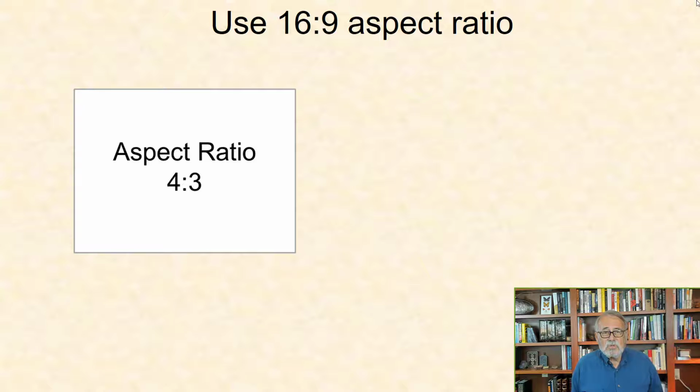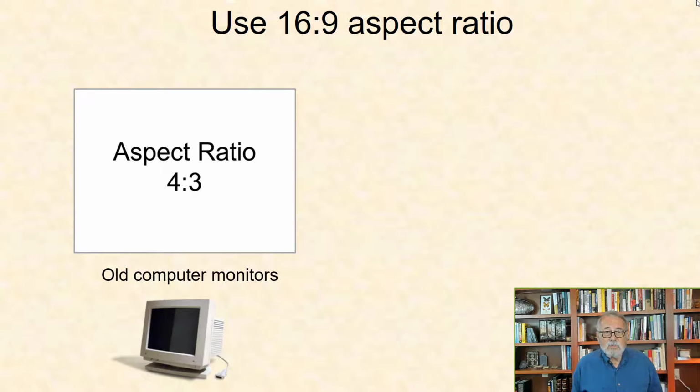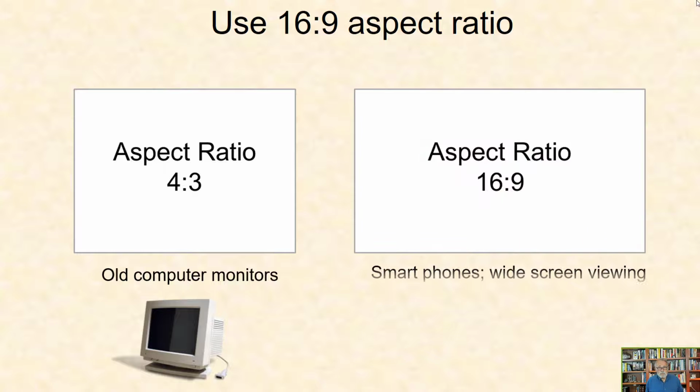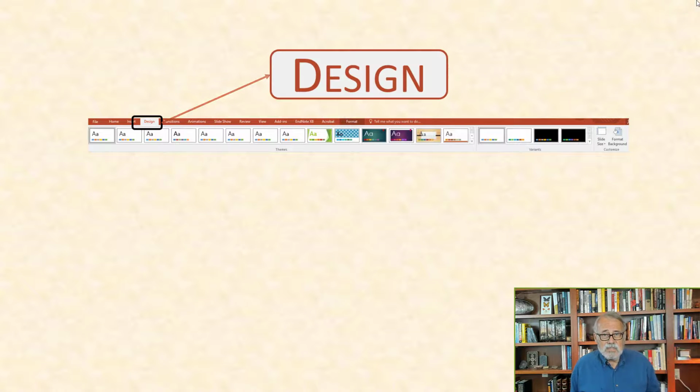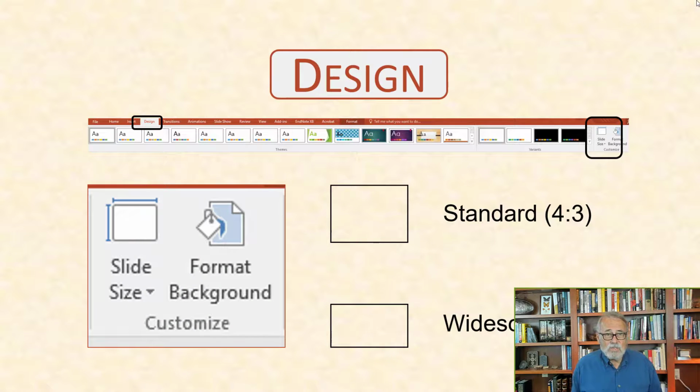You should also show a 16:9 aspect ratio for all your slides. The old aspect ratio was a standard 4:3 and used on old computer monitors. The more modern aspect ratio of 16:9 should be used throughout because it is the aspect ratio used for smartphones and for all widescreen viewing. For widescreen formatting, go to Design tab, then Slide Size to the far right, and within that you will see Standard or Widescreen, and click Widescreen.